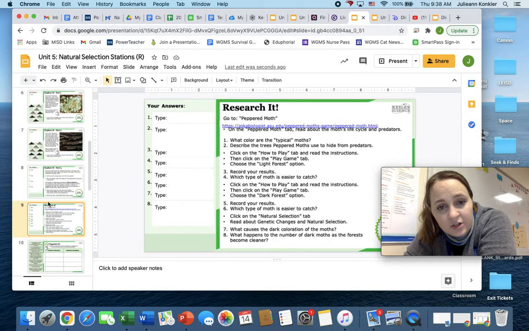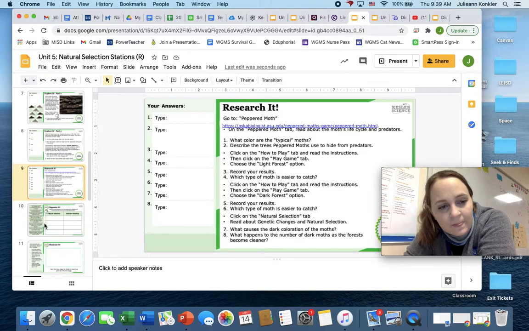Then our next station is Research It. The link is right here. I believe there's a game that goes with this too. Again, really dealing with those moths, and it's a little fun to play. So answer each question that goes with it. Go to the link here.